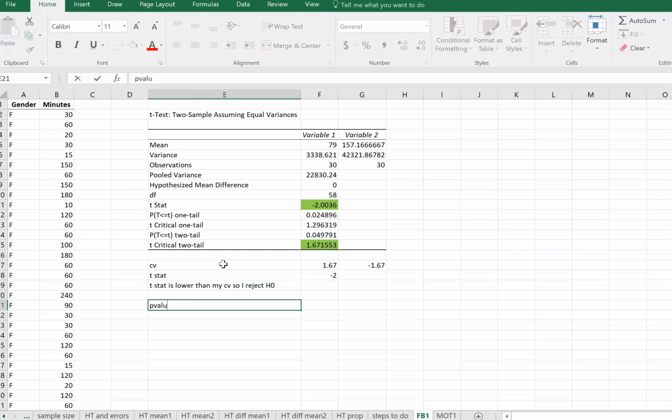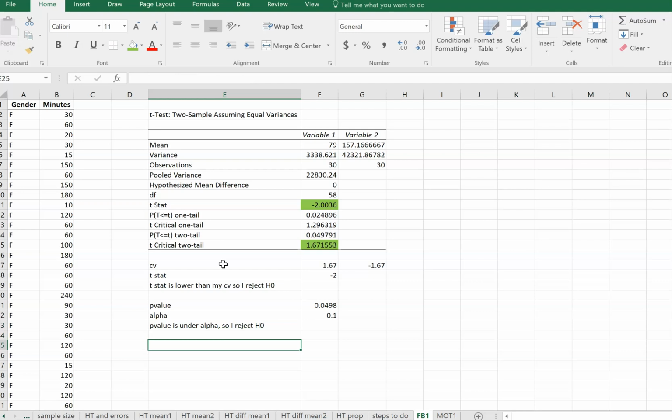All right, next, my p-value. Where's my p-value? My p-value is up above. Two-tailed p-value is 0.0498, just so you can see what I'm seeing there. 0.0498. That's my p-value. All right? Your p-value, you compare it to alpha. Remember, our alpha was 0.1. In this case, my p-value is under alpha. So I reject H0. Notice both ways I reject H0.